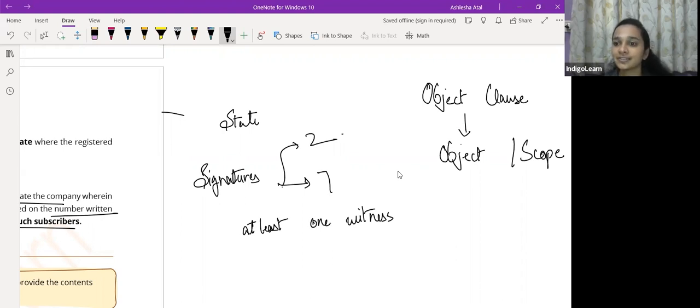So these are the different clauses of memorandum of association. Any question, any doubt? समझ में आया? कोई doubt है? Any doubt?